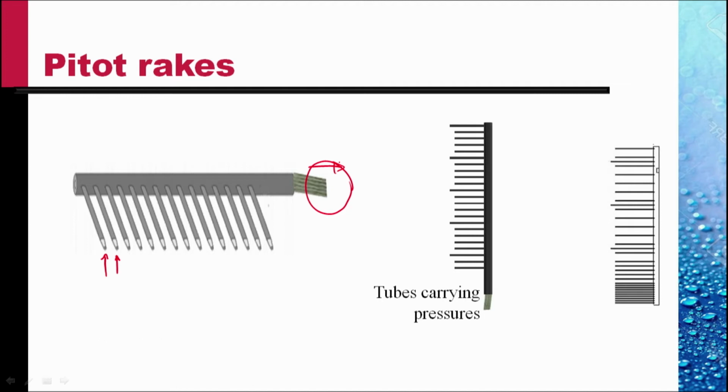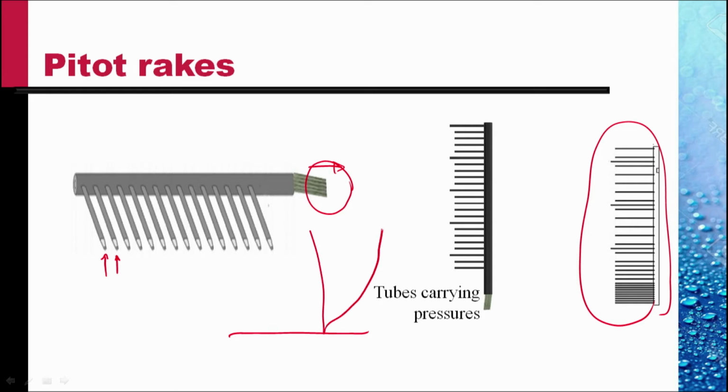There are various arrangements for these tubes. For example, this rake could be used to measure the velocity profile across a boundary layer. When we have a wall, a boundary layer develops on it, and the velocity changes very fast near the wall and rather slowly later on. So this rake allows us to pick up the velocity at very close points near the wall and points far away from the wall.